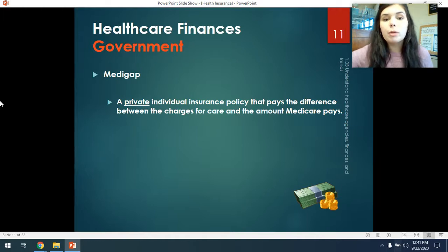Medigap is a whole separate program. It's a private individual insurance policy that helps pay for the difference between your charges of care and the amount that Medicare pays. For example, typical Medicare pays only 80%, but say, for example, that you want it to pay more than 80%, you can pay for this Medigap program which maybe will mean that you only have to pay 10%, Medigap will pay 10%, and Medicare will pay the 80%. So that's less money coming out of your pocket, but you do have to pay for the Medigap insurance.